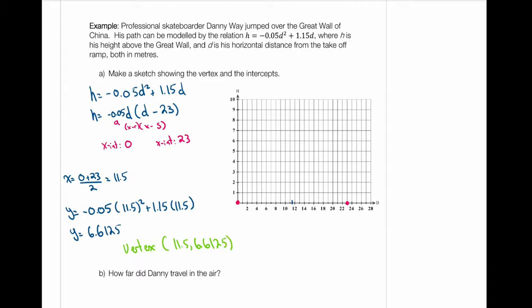So we can graph that because we can find 11.5 roughly, go up to 6.5. There's my vertex. We have our two x-intercepts. That's really all the points we have right now. So we're just going to roughly connect them as best we can. And there is our sketch of the skateboarder going over the Great Wall.